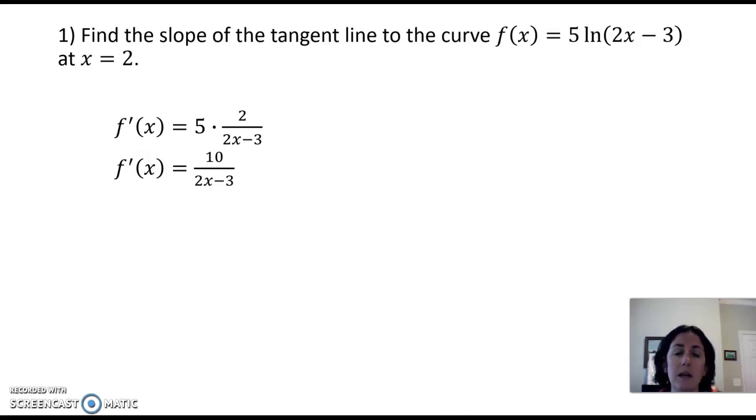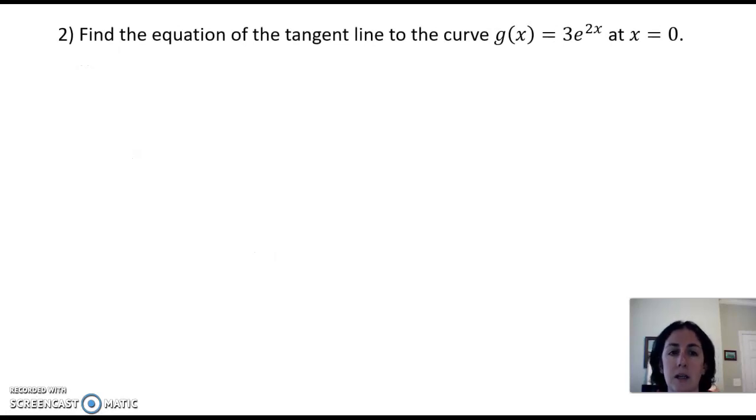Now remember, the derivative is kind of like a formula to find the slope of the tangent line at any point. We want it specifically when x equals 2, so the slope we're looking for is the derivative evaluated at 2. So that's going to be 10 over 2 times 2 minus 3. 2 times 2 minus 3 gives me 1, so this gives me a slope of 10.